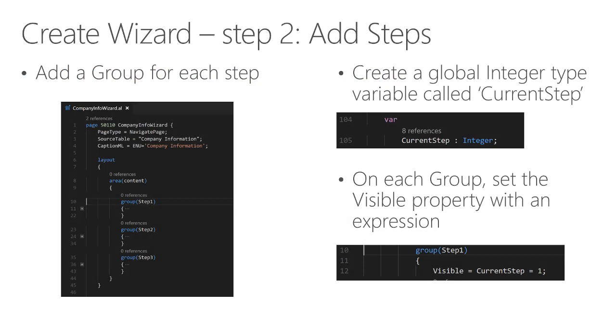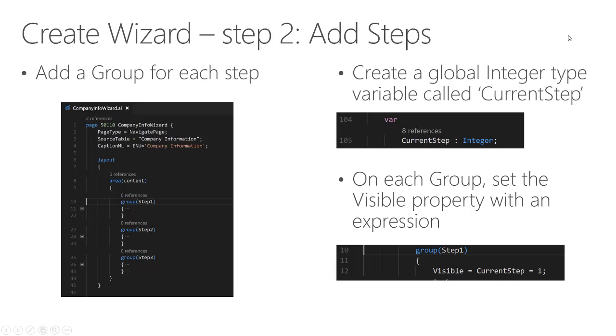Step 2 is add steps, and the way to do that is by creating a group inside of the layout. So you have the layout section. In there, you have the content area, and in there, you create groups. So let's say for our wizard, we want to create a wizard with 3 steps. You create a group step 1, a group step 2, a group step 3.